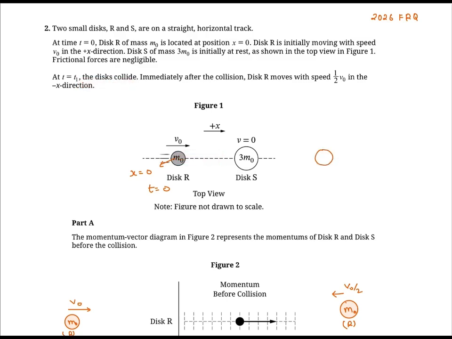So after collision, disk R, of mass m naught, was found to be moving with velocity v naught by 2 in the minus x direction. And for the 3m naught disk, let us assume that it is moving with velocity v towards the right.